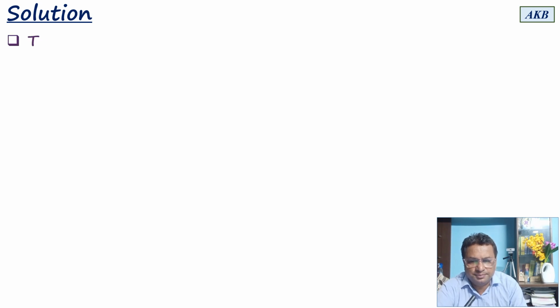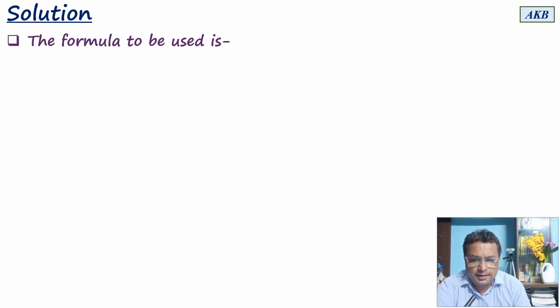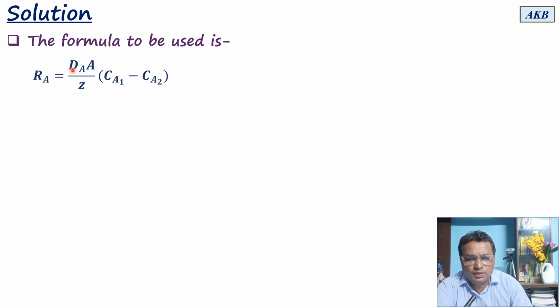Now let us solve it. First, for your understanding, we will first write the formula that is to be used in this case. So since this is a case of steady state diffusion through a solid slab, the formula that will be applicable is Ra is equal to dA into A by Z into Ca1 minus Ca2. So we have derived it in our previous video, and over here we are going to use that.